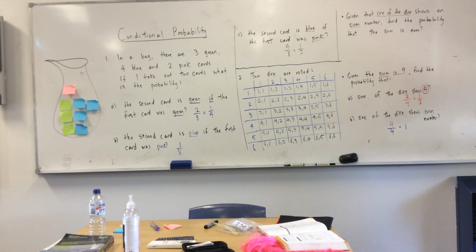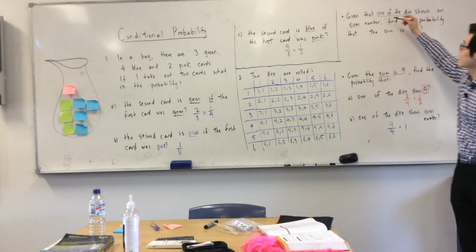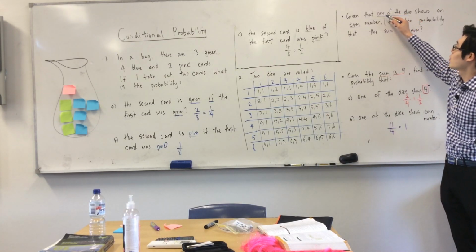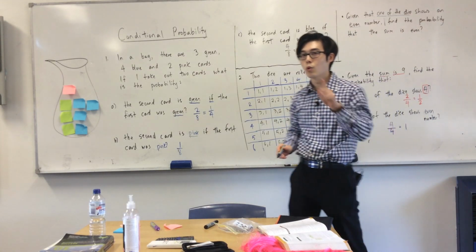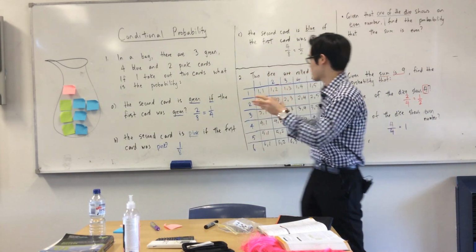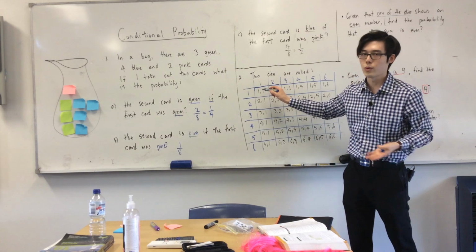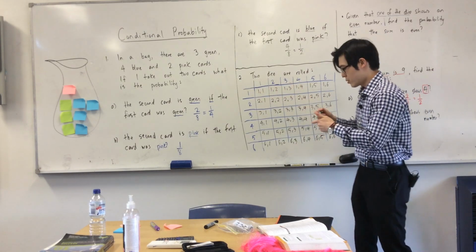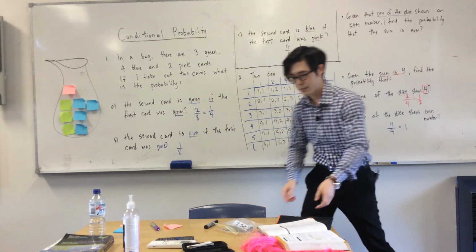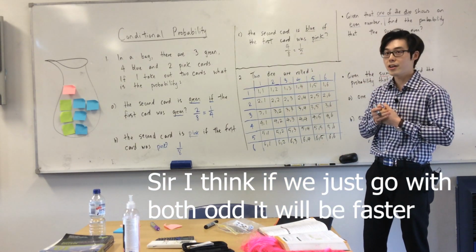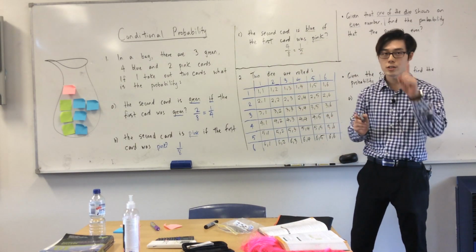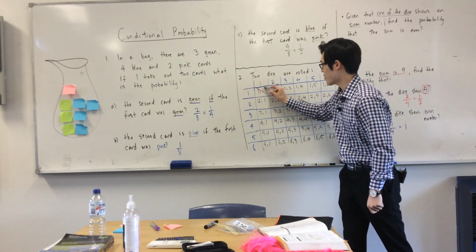Find the probability that the sum is even. Before I do that part, let's circle all the combinations where one of the dice is an even number or both of them. Let's go through it all. I think if we just go with both odd, it would be faster. All right, I'm going to cross off all the odds. Cross off everything that we don't want.